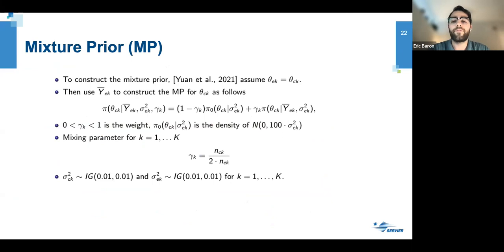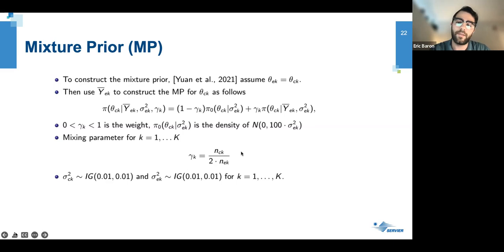So within every one of the K strata, we assume that theta EK equals theta CK. Just to recap, those are the population means of the responses within the kth stratum, within the external group and the current group. We then use the sample mean within every one of the K strata to construct our mixture prior for theta CK as follows, with the same formulation from the previous slide. Here, the mixture weights are between 0 and 1, and we set the non-informative density as follows. Then our mixing parameter is as follows for K equals 1 to K.